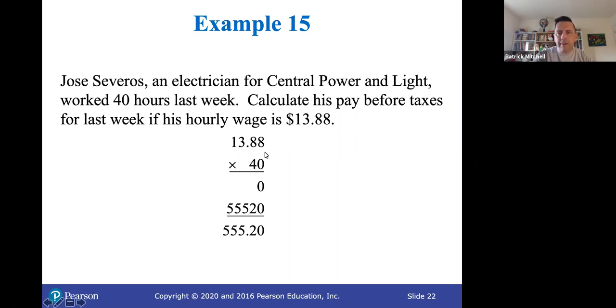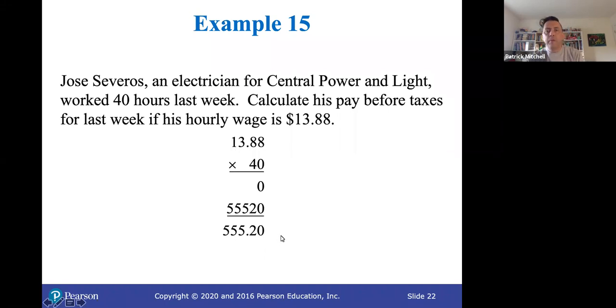So 0 times anything is 0, so that whole row is just 0. And then 4 times 8 is 32. Carry the 3. 4 times 8 is 32 plus 3 is 35. Carry the 3. 4 times 3 is 12 plus 3 is 15. Carry the 1. 4 times 1 is 4 plus 1 is 5. And then since this number has 2 decimal places and this number has none, 2 plus 0 is 2. So the decimal point would go right there.